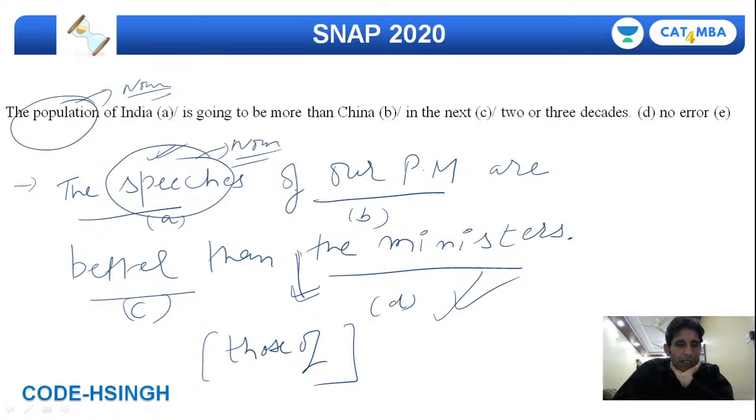But then this is when the question comes in fill in the blanks. So the answer is: the speeches of our PM are better than those of the ministers. Those of the ministers. So I hope you got this question. Okay, understood? Let's move on to the next grammar question.